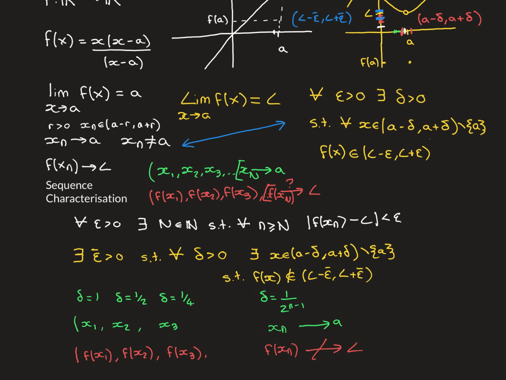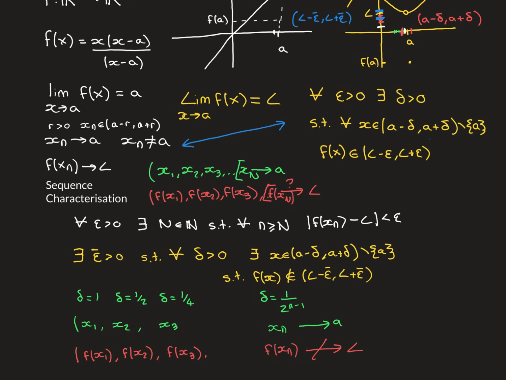Let's now prove the other way round for our restricted sequences. So we're going to start this time with the assumption that all sequences that converge to A, where the terms are not allowed to equal A, and they're within this restricted interval where r is some positive number, their image sequences converge to L, and we want to show that this is true. And we're going to proceed with the same proof by contradiction that we had before.